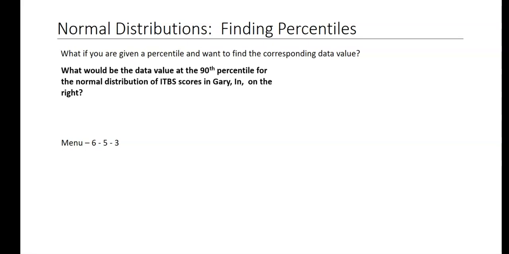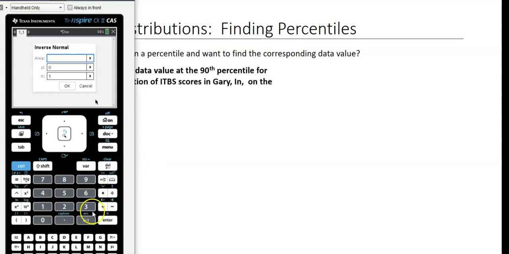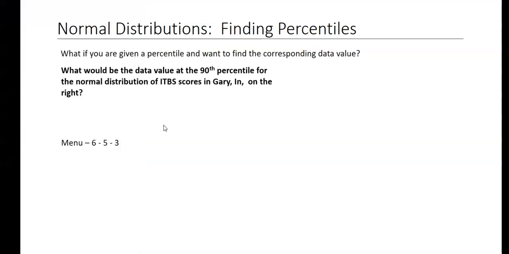What would be the value of the 90th percentile for the normal distribution of ITBS scores in Gary, Indiana on the ninth grade test? So let's go back to the command. So we want the 90th percentile, so 0.9 is what I would put for area. If it's z-score, you just say it. So the z-score would be 1.28. So 1.28 standard deviations above the mean is equivalent to the 90th percentile.